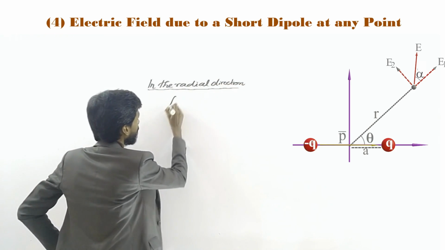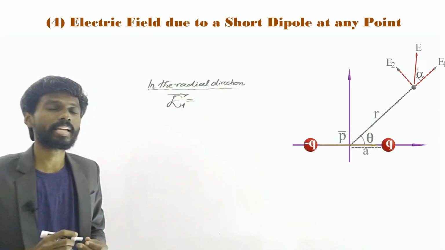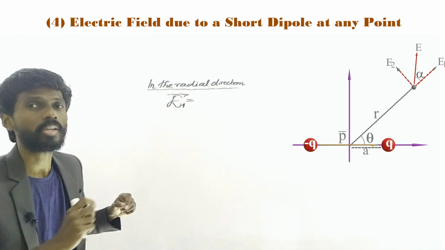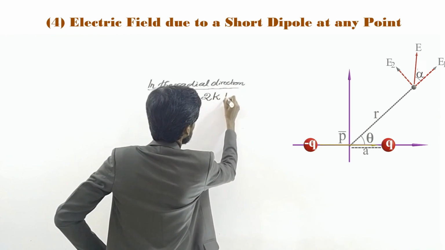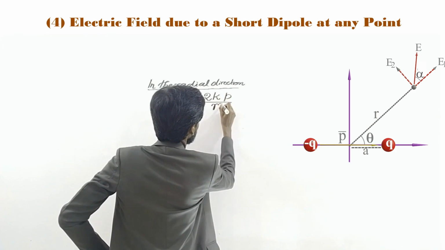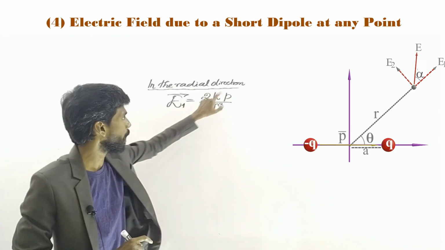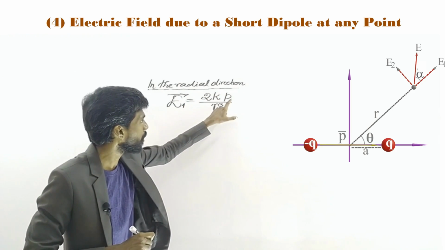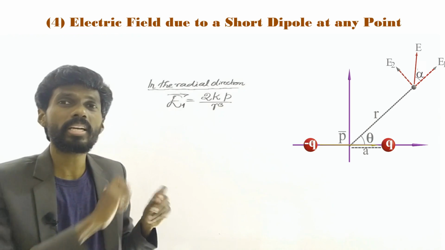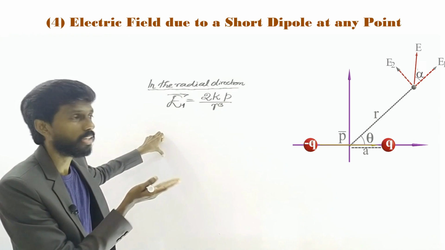What is the formula for the electric field, taken as say E1 vector? What is the formula for the electric field when the point is on the axis? That has the formula 2kp divided by r cube. That is the first formula we have derived, and because this is a short dipole, we can use this formula, 2kp divided by r cube. But we should not use this formula directly, because P is not parallel to the radial vector. This P makes some angle theta with the radial vector.